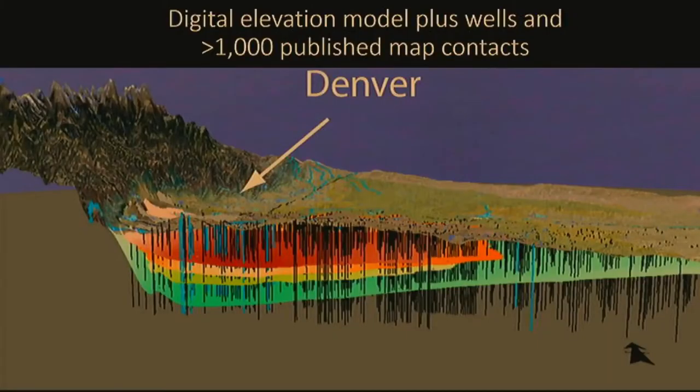So this is our 3D geologic model, the different colors suggesting different rock types and all the wells plunged through that. And we can use that to precisely tell what age rocks hit the surface along the Front Range. And then you can go and look and see what fossils they might hold. And we can overlay this on Google Earth.